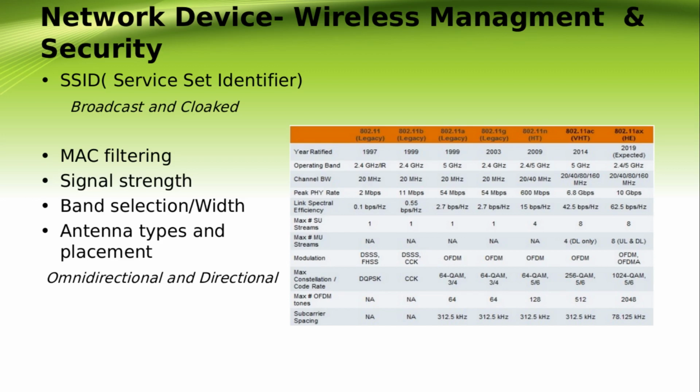So for bandwidth selections, as you can see, for antenna types and placements there are two types, omnidirectional and directional. On the right side there is a very brief picture. So this is an explanation about the standards, from the early days, 1997, up to 2019. So how the product was upgraded, how the security management was upgraded.